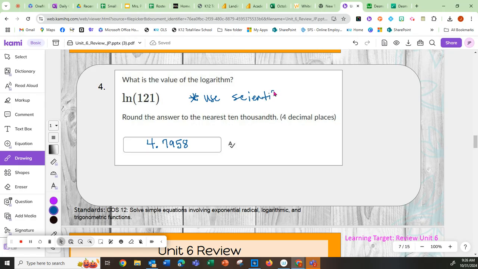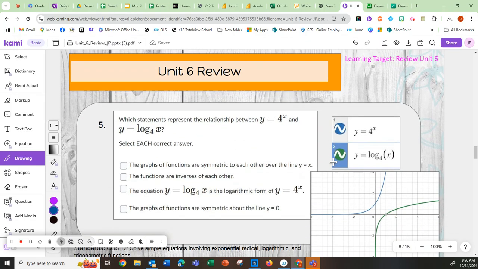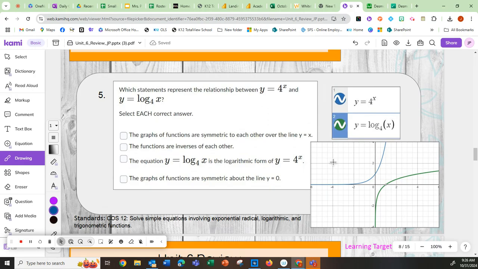Use scientific calculator. All right, let's look at number 5. This is another graph problem. It says which statements represent the relationship between y equals 4 to the x and y equals log base 4 of x. So I graphed both of these. I typed both of these into Desmos.